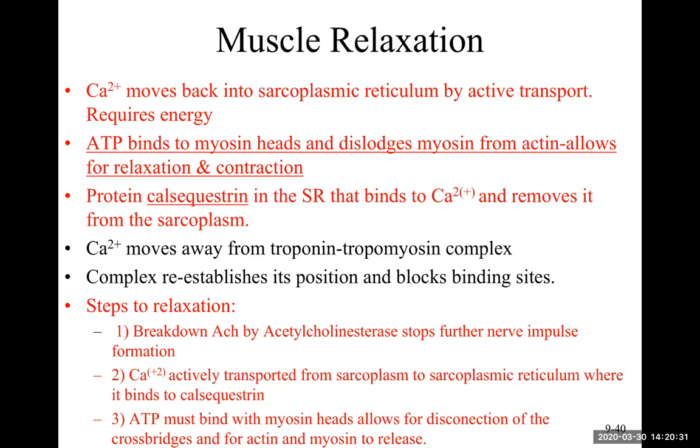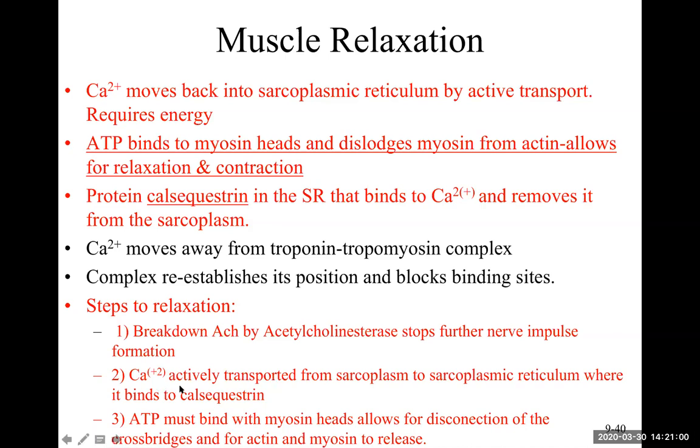So besides ATP, and it's weird, ATP provides the actual fuel for muscle contraction. It also allows you to relax. And we'll talk about what happens in a second when we don't have ATP. So for relaxation, number 1, we need to get rid of acetylcholine by acetylcholinesterase, right? That stops further action potentials.